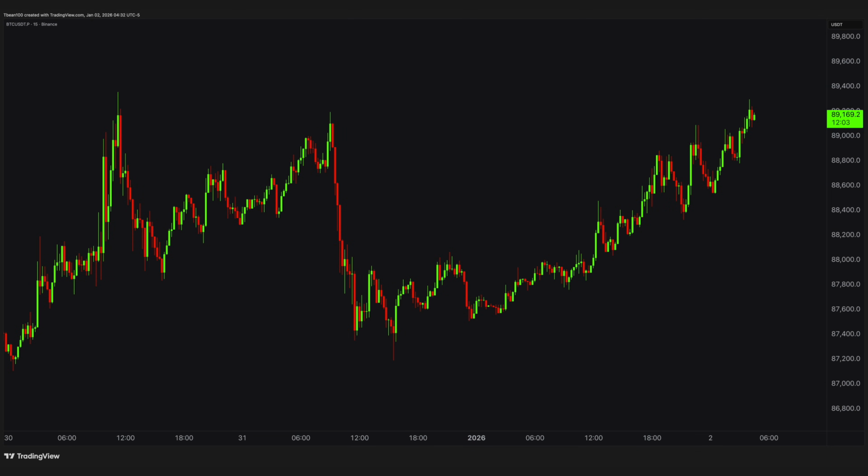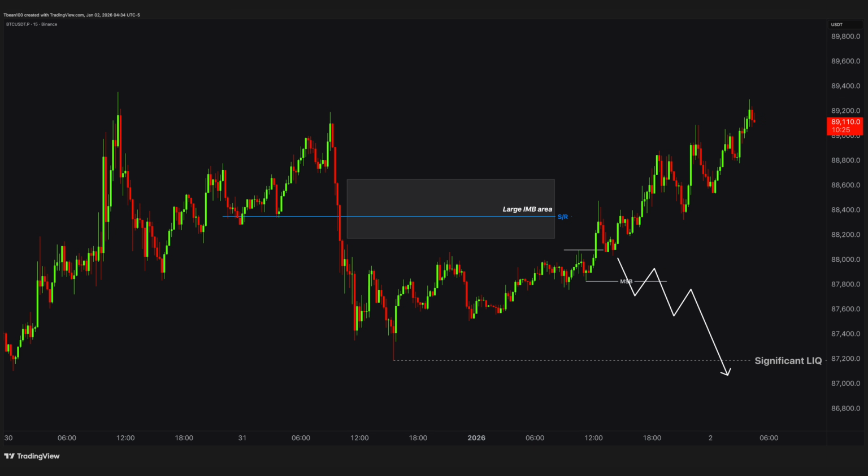In Bitcoin, we had a really good example of this recently. There was a significant multi-imbalance area with a clear SR flip location. Logically, I was thinking, can we move lower from here and push towards the significant liquidity point? But that actually never happened because the lower structure, as you can see here, was never broken at all.